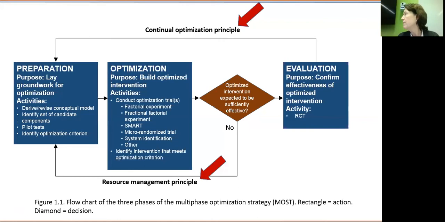Question about grant writing. Yes. How have you planned the different phases of grants with MOST? Do you do the preparation with an R21, optimization with an R01 and another R01 for the RCT, or is there a faster way?